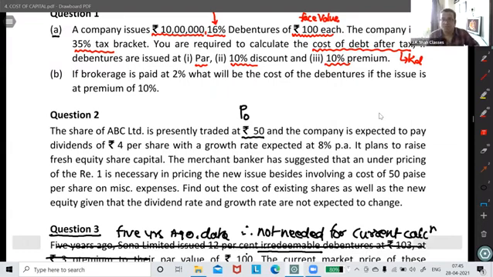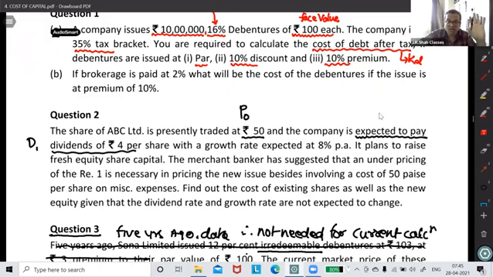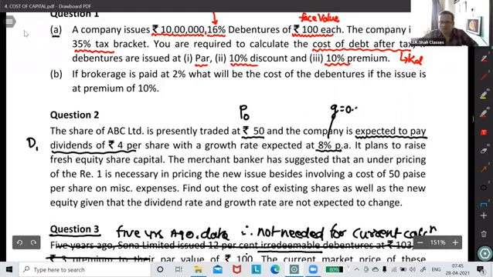Pay attention to the words. Company is expected to pay a dividend of 4 per share. Expected to pay means definitely this is D1. It is not a dividend just paid. Expected to pay, so it has to be D1. Everybody okay with this? And with the growth rate expected to be how much? 8%. So guys, this is G, that is 0.08.